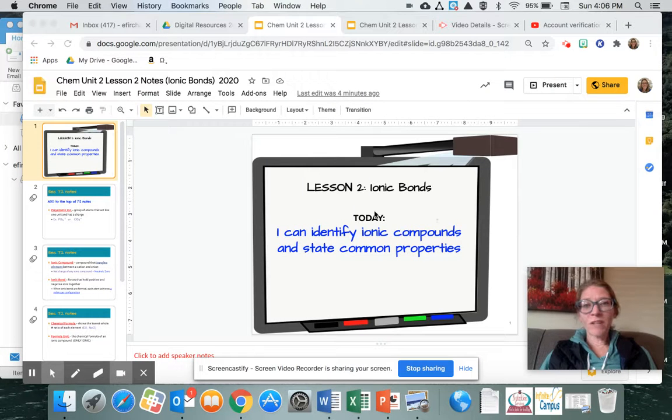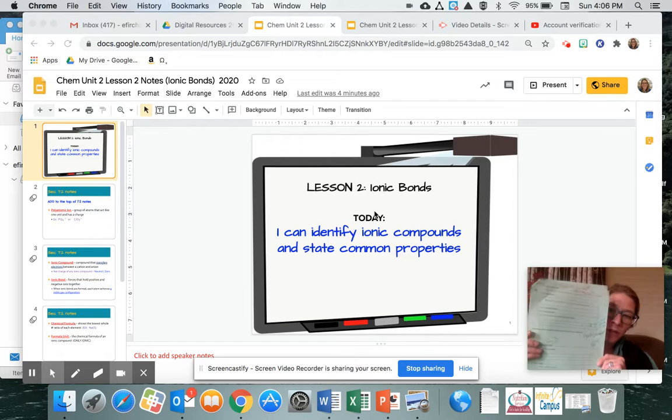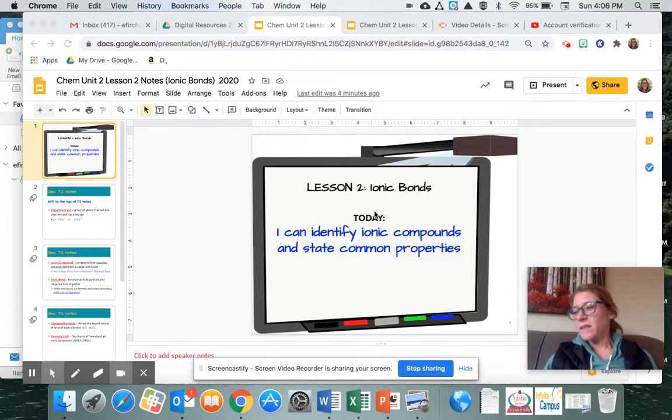These notes will cover Unit 2, Lesson 2 on ionic bonds. So you are on page 3 of your green notes packet, section 7.2 in your textbook. So these notes will cover ionic bonds and properties.